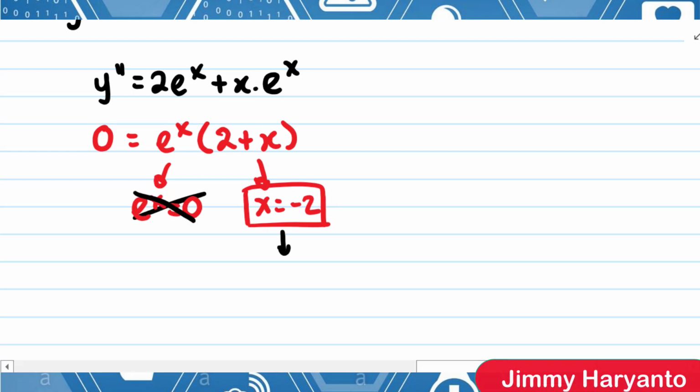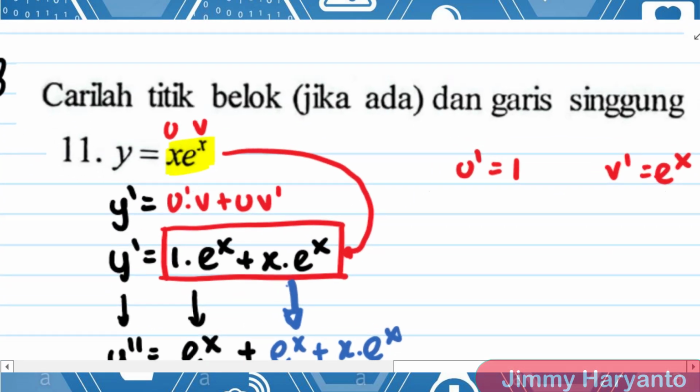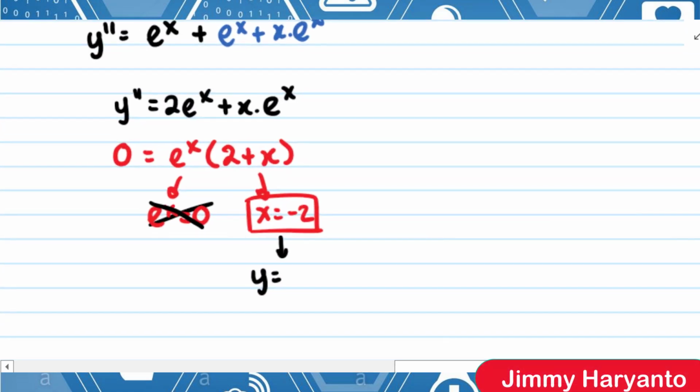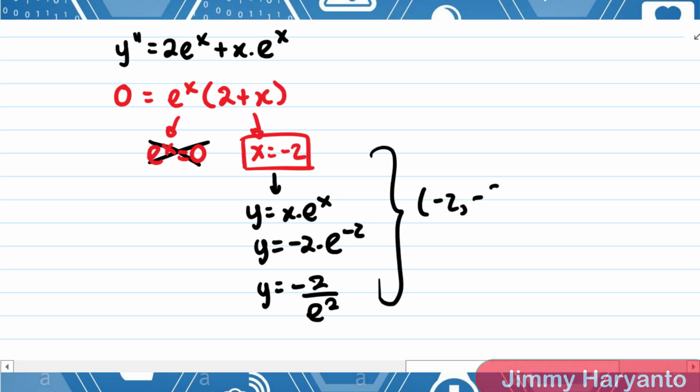I will take x equals negative 2, and the value of y for x equals negative 2 is x times e to the power of x. So the y will be negative 2 times e to the power of negative 2. I can move the e to the bottom part. It will be negative 2 over e squared, and that is our point, negative 2 comma negative 2 over e squared.